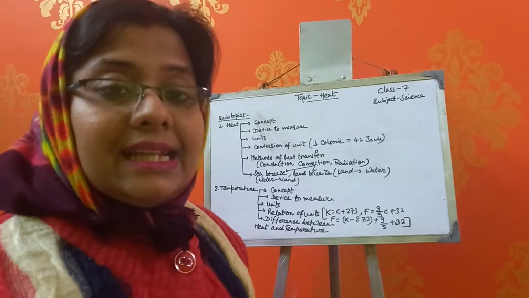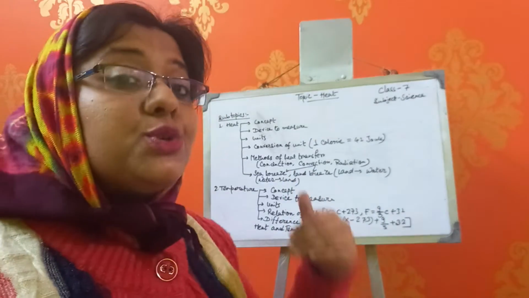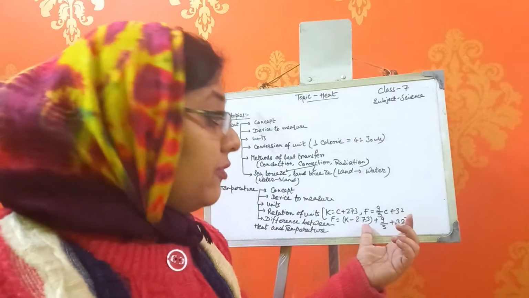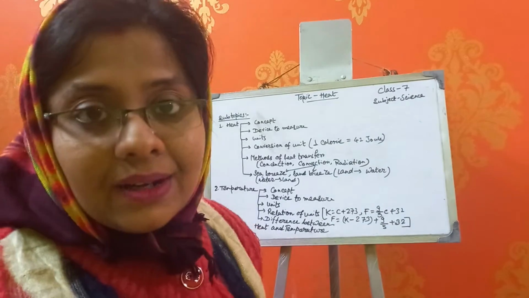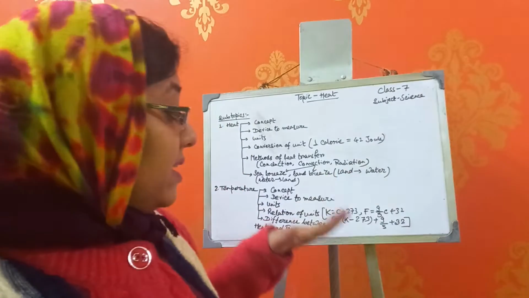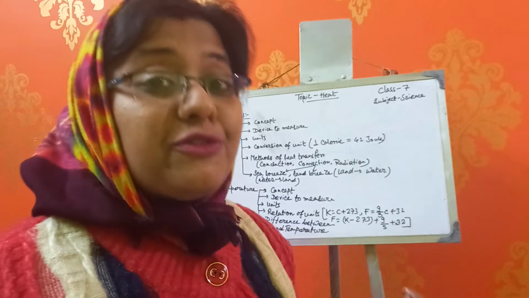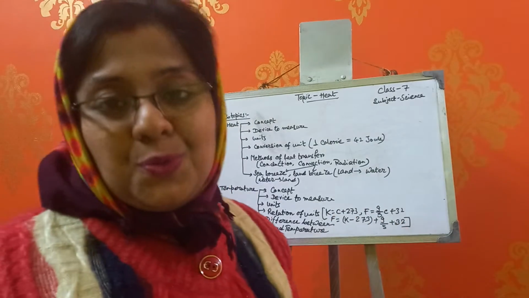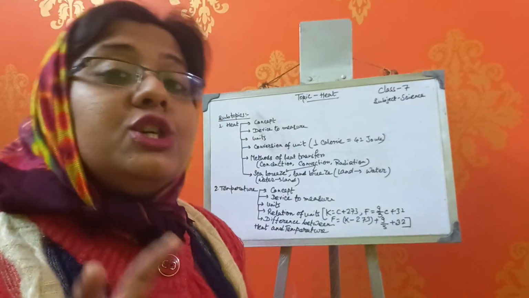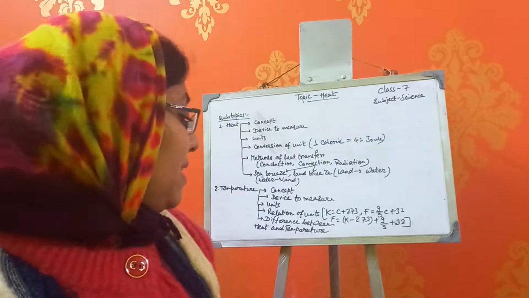Next, Fahrenheit and Celsius. This is the relation: Fahrenheit equal to 9 by 5 into degree Celsius plus 32. Apply the formula and you will get your result. Next is Fahrenheit and Kelvin. So Fahrenheit equal to Kelvin minus 273 into 9 by 5, then plus 32. So this is how you can convert any unit of temperature to another unit of temperature.